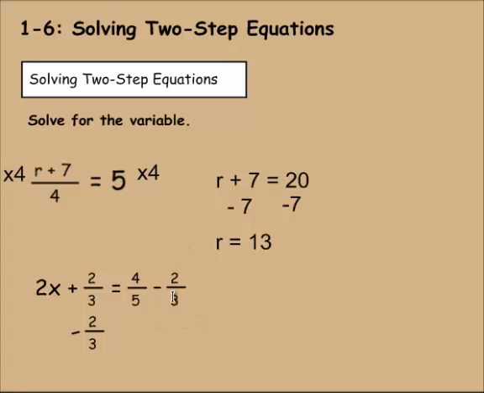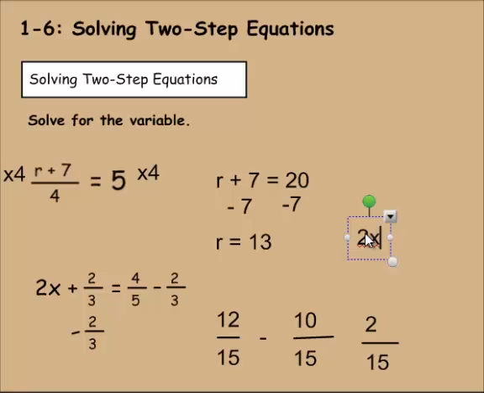These are not common denominators, so we're going to have to find a common denominator, and 15 looks like a good one for me. 5 goes into 15 3 times, 3 goes into 15 5 times, so we need to multiply these numbers times 3, so that will give us 12 over 15, minus, multiply these times 5, so it would be 10 over 15. Alright, so 12 minus 10 would be 2. Keep that denominator of 15, so 2 over 15. So our new equation would be 2x equals 2 over 15.